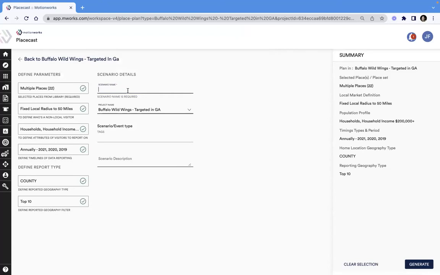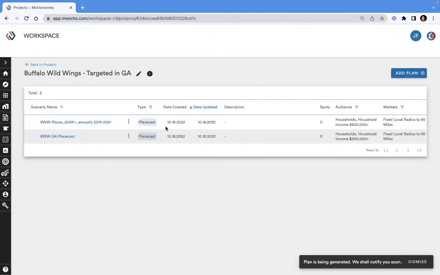And just like that, we can name our Placecast scenario. Buffalo Wild Wings places, 200K plus annually, 2019 through 2021. I always like to name my scenarios so I can easily identify them in the future. I can generate that here.